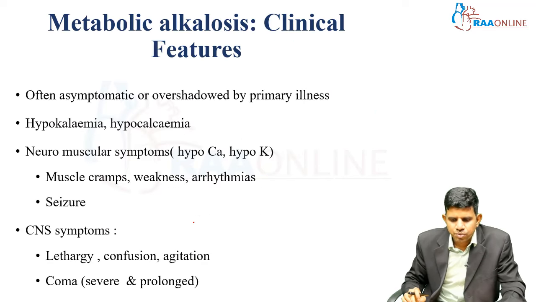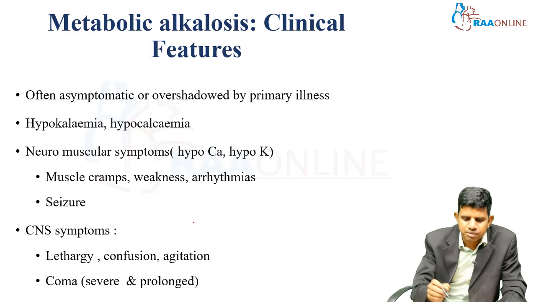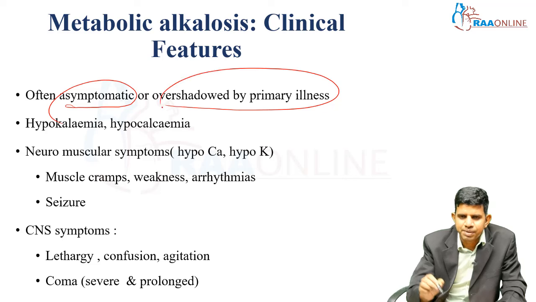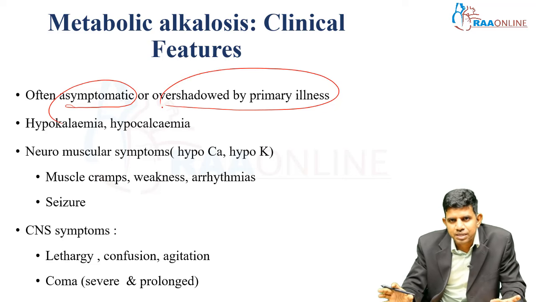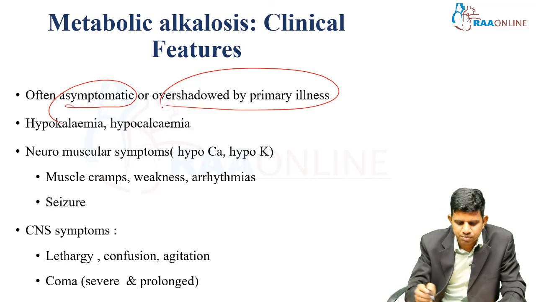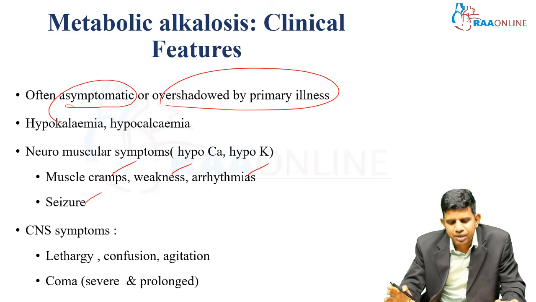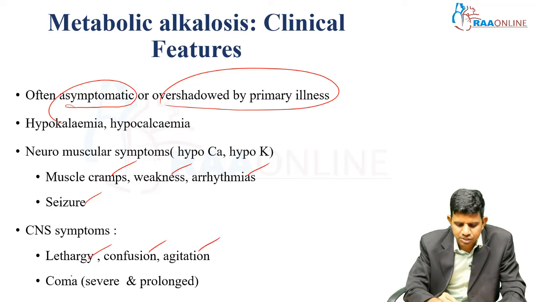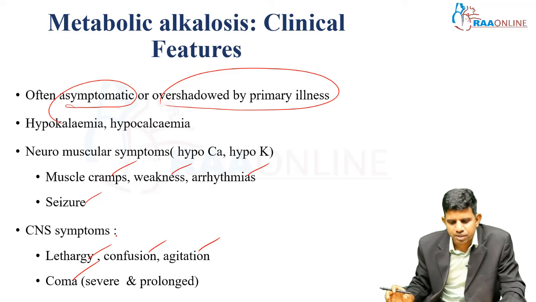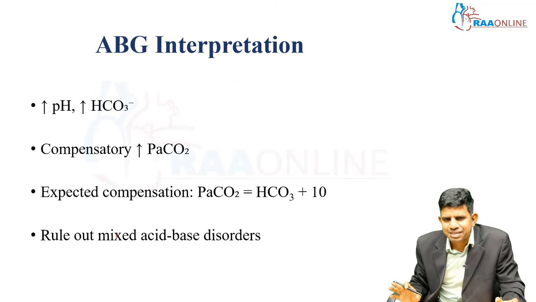Okay. So, what are the clinical features? Mostly it will be asymptomatic, normally overshadowed by the primary illness. This metabolic alkalosis can cause severe hypokalemia and hypocalcemia. This hypokalemia and hypocalcemia can cause a lot of neuromuscular symptoms like muscle cramps, weakness, sometimes arrhythmia, and seizures are very common because of this severe hypokalemia and hypocalcemia. Sometimes persistent chronic metabolic alkalosis can cause lethargy, confusion, agitation, and coma in a very severe metabolic alkalosis.